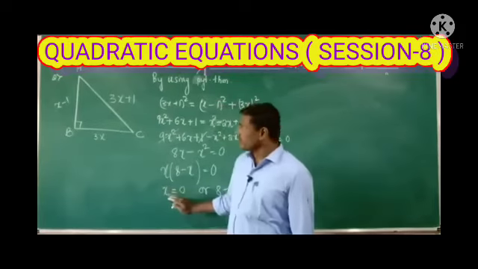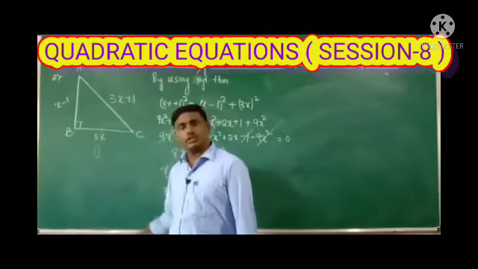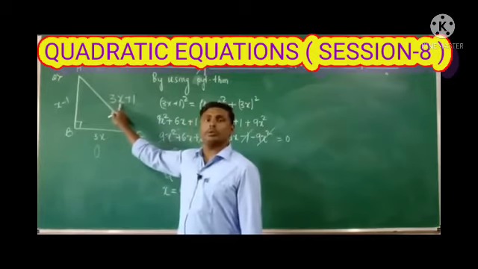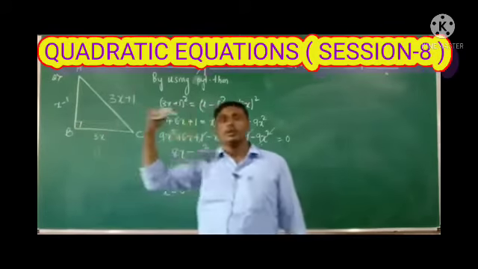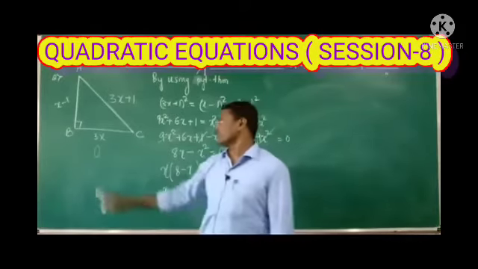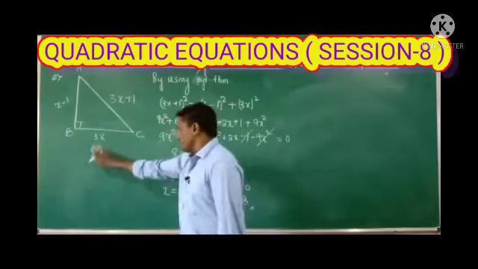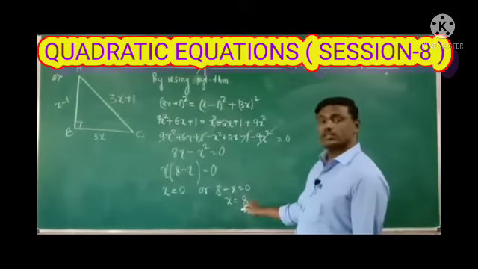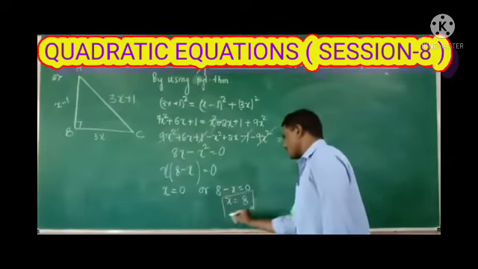If I substitute x as 0, then 3 into 0 is 0, plus 1. And the other side, x minus 1, 0 minus 1 is minus 1. Usually a length will never be negative, as BC has some specific length. So 0 we are not considering here. What is the remaining root? x is equal to 8. So the x value is 8. This is the first answer.